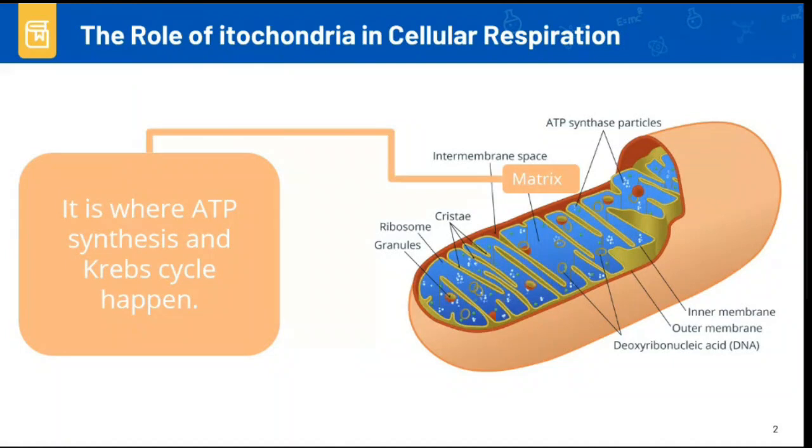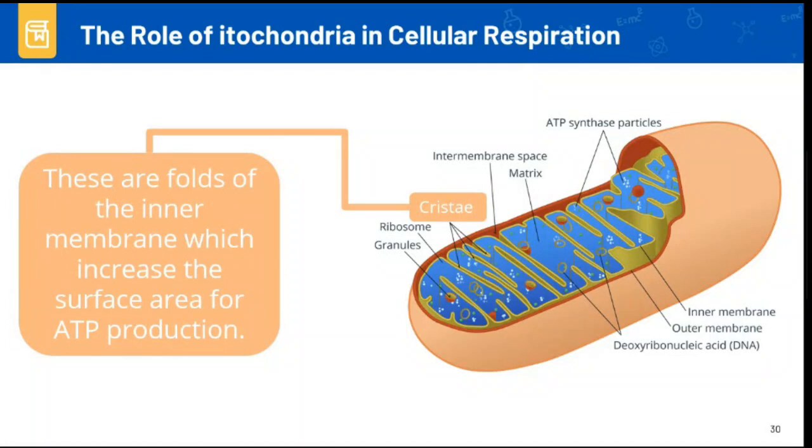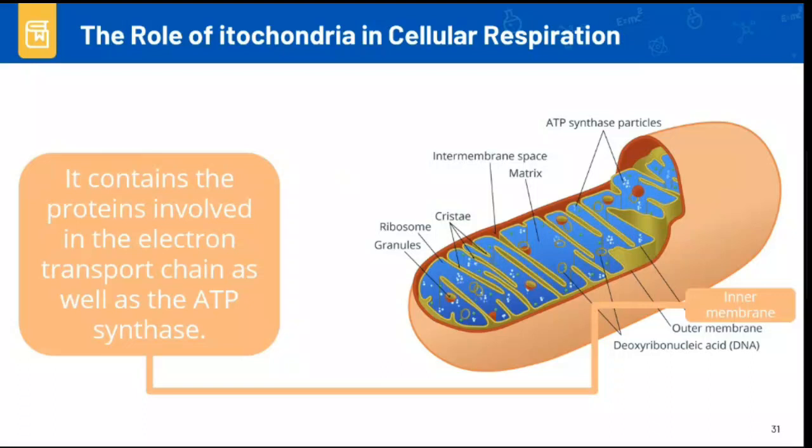Furthermore, the inner membrane of the mitochondria contains the proteins involved in the electron transport chain as well as the ATP synthesis. So sa cristae ninyo, on the other hand, are the folds of the inner membrane which increases the surface area for ATP production. So yung cristae ninyo, yan yung nag-increase ng surface area for ATP production. Oh. Ito siya.